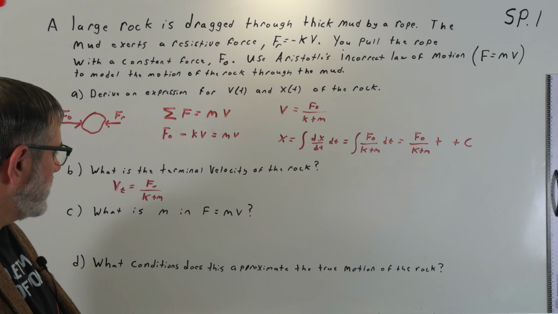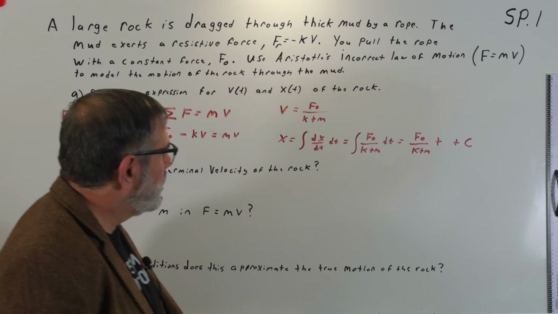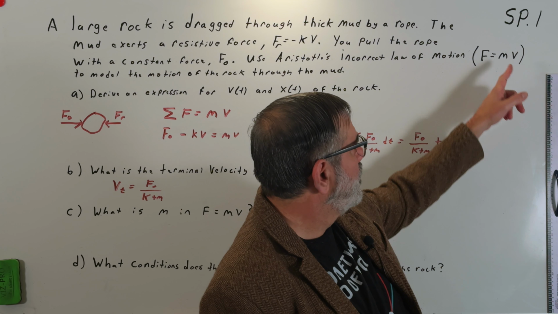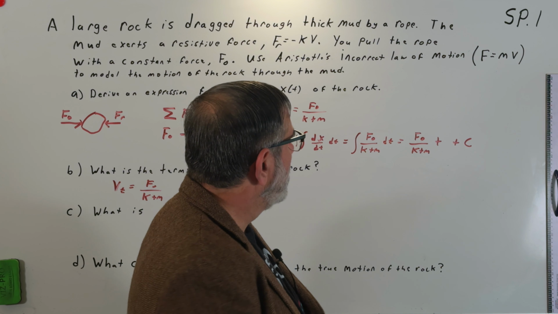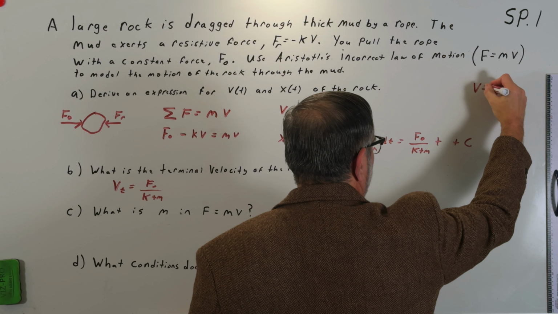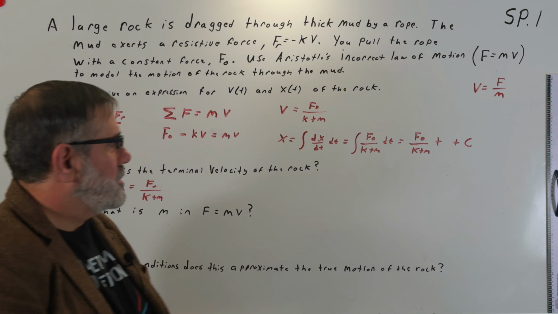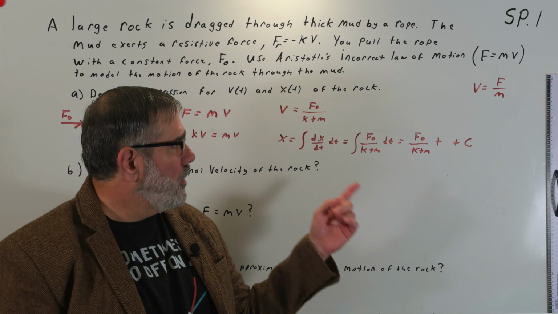All right, part C asks, what is m in F equals m times v? Well, it's not mass, if that's what you're thinking. Certainly, you can think of it as a thing that is resistive to motion. So if we were to look at this and think of it like this, it says velocity is equal to the force divided by this m term. And so the larger m is, the lower the velocity will be.